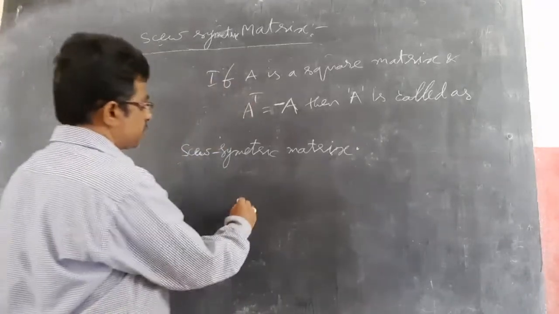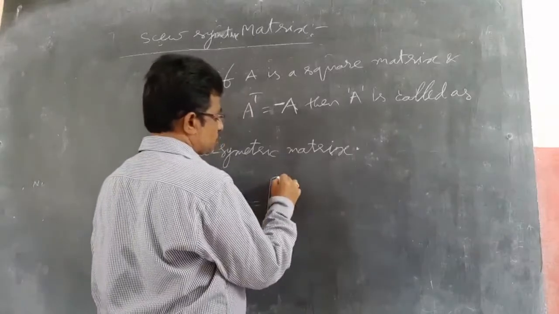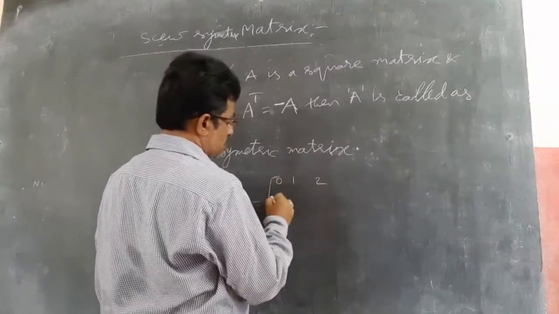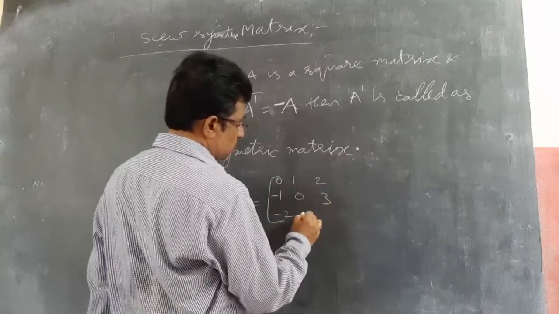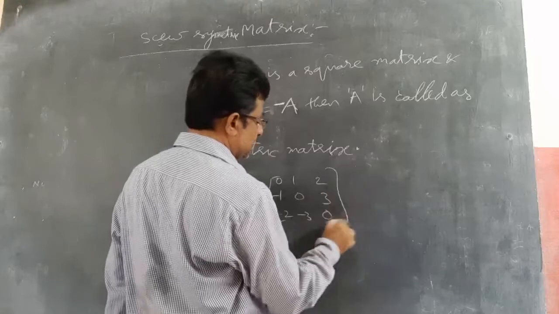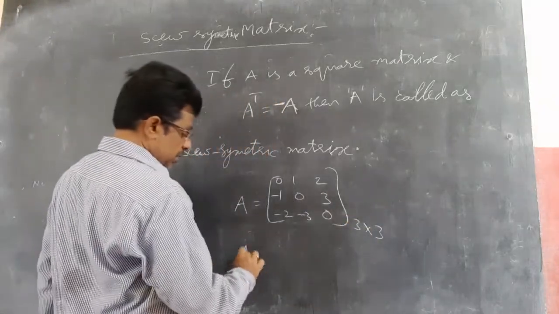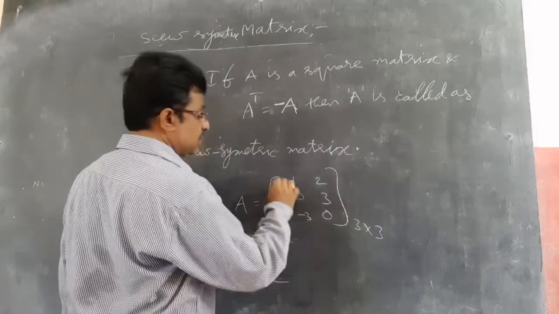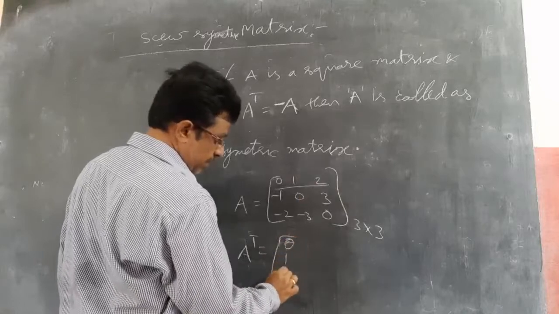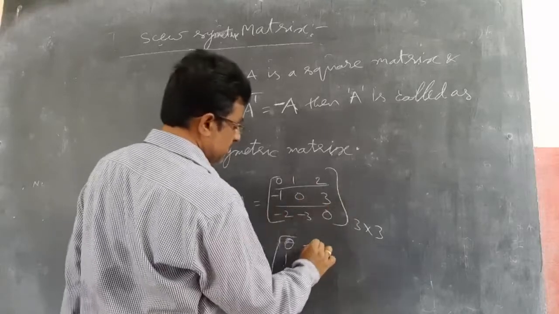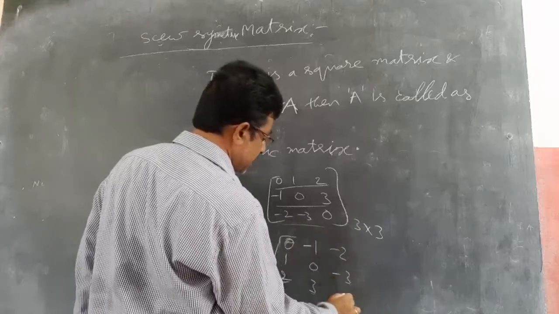For this, if you observe, what do I get? If A equal to 0, 1, 2, minus 1, 0, 3, minus 2, minus 3, 0. This is a 3 by 3 square matrix. Now find A transpose, what do you get? Changing rows into columns, this row I am writing as a column: 0, 1, 2. Again this row, minus 1, 0, 3. Again this row, minus 2, minus 3, 0.